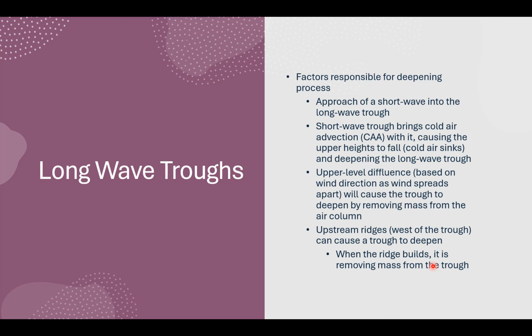Upper level diffluence is another factor responsible for a deepening long wave trough, based on wind direction as the wind spreads apart. Diffluence will cause the trough to deepen by removing mass from the top of that air column. We talked about the chimney effect in past videos. And then upstream ridges west of the trough can cause a trough to deepen. When the ridge builds west of the trough's location, it is removing mass from the trough and taking it away, and that's deepening our trough.